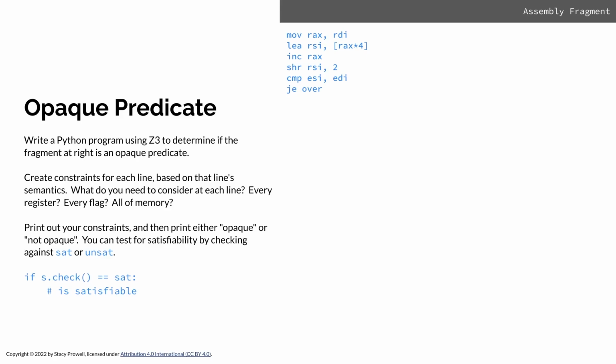So, when you're done, I want you to print out your constraints, and then I want you to tell me if it's opaque or not opaque. And if you're curious about how I test that with the SMT solver, you can directly check for SAT at the end of that.